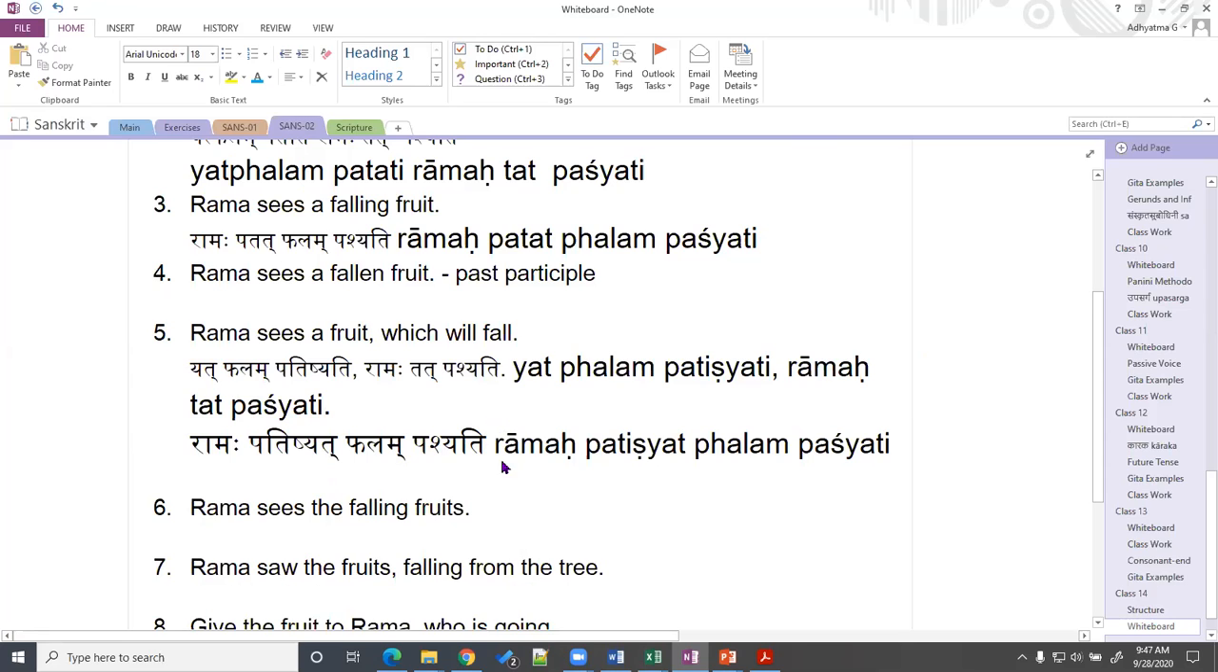So the verb could be either past, present, or future, and the participle could also be past, present, or future. They could be independent of each other. Like you could say, Rama saw a fruit which will fall, just like in English. So remember, there is no particular connection that this has to match this or vice versa. We can use the present, past, or future participle with any of the verb forms, either past, present, or future.